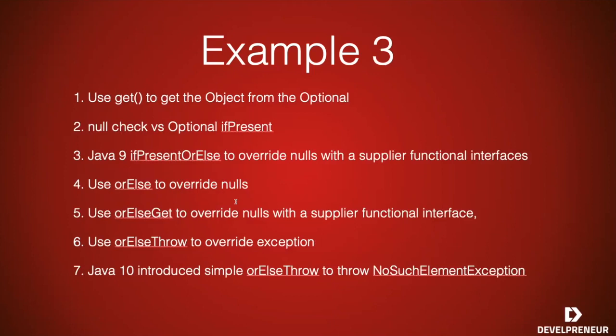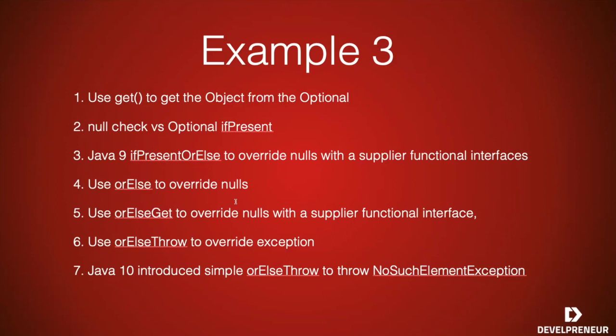For our third example, we are going to dive deeper into the optional class and actually start looking at some of the conditional options that we have with the optional class. So we're going to look at how to get our object out of the optional. So we're going to see how we can get that string value out of an optional string. We're going to look at comparisons between null checks versus the optional if present method. We're also going to look at the if present or else, which was introduced in Java 9.